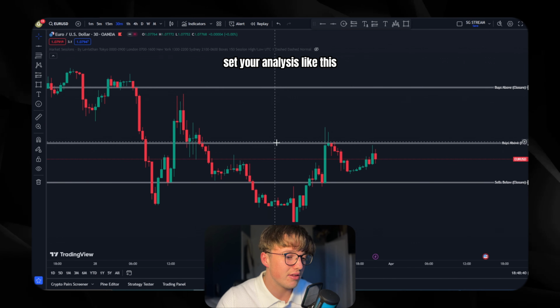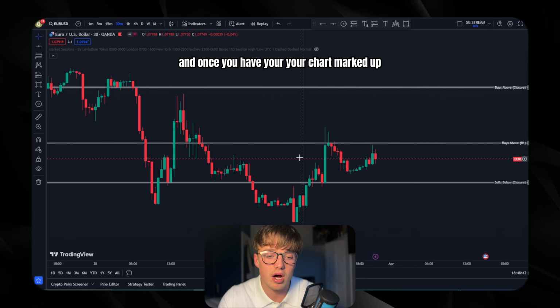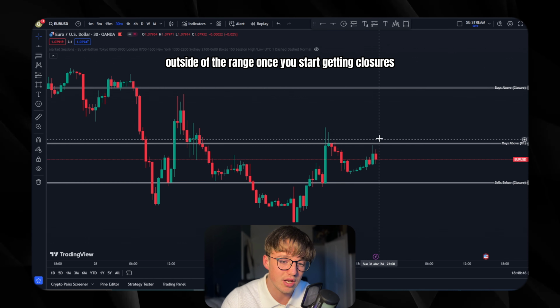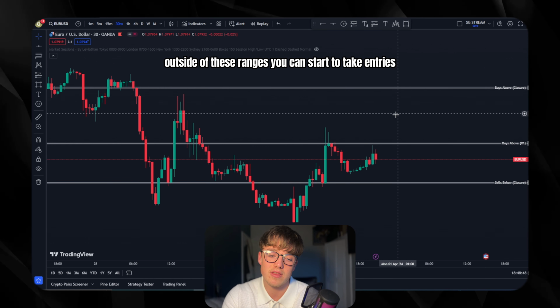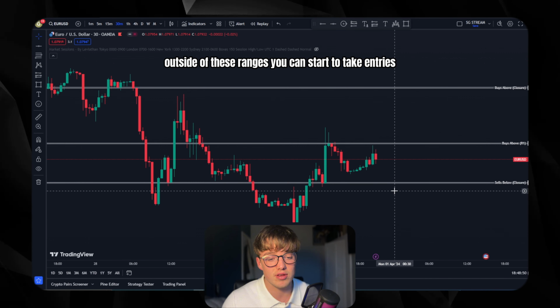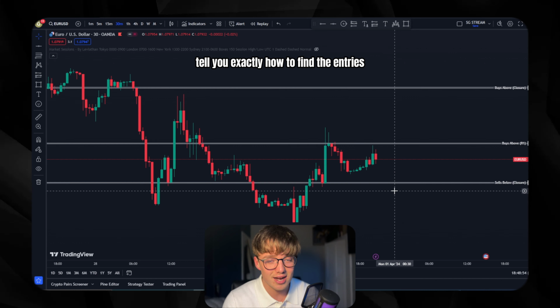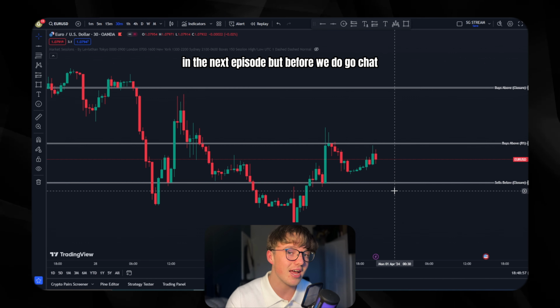Set your analysis like this, and once you have your chart marked up, all you need to do is start waiting for closures outside of the range. Once you start getting closures outside of these ranges, you can start to take entries if price prints the certain way that you want it to. Now, I'm going to tell you exactly how to find the entries in the next episode.